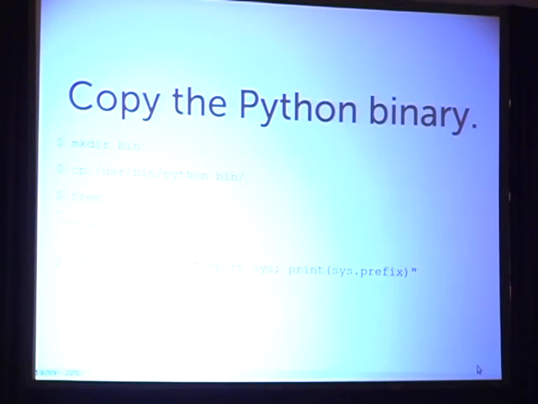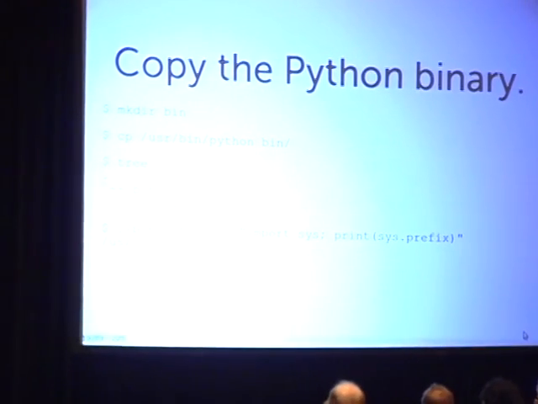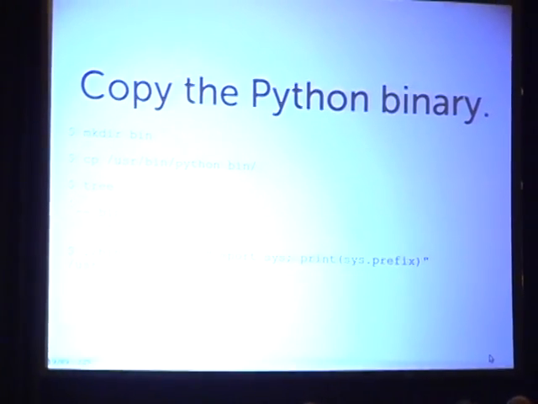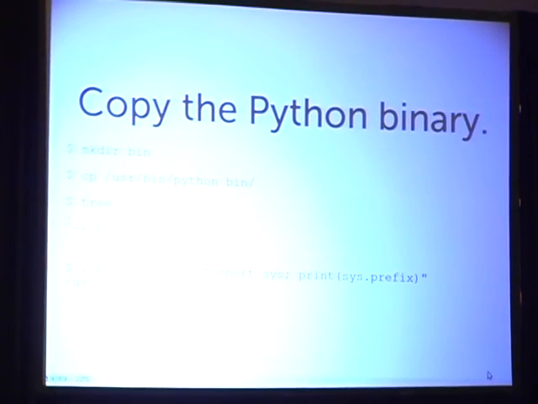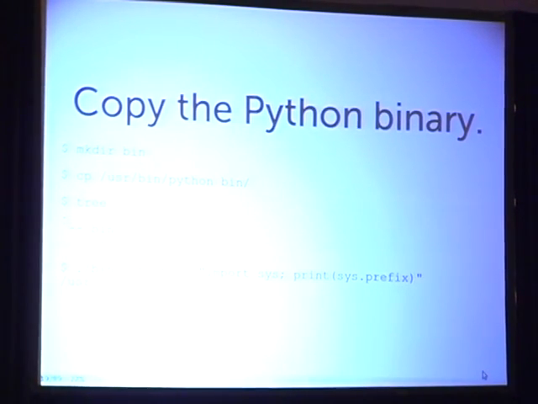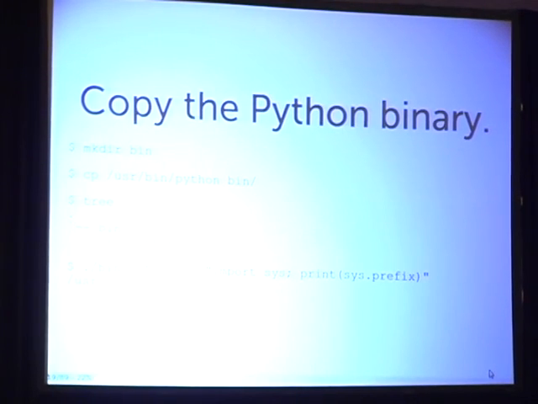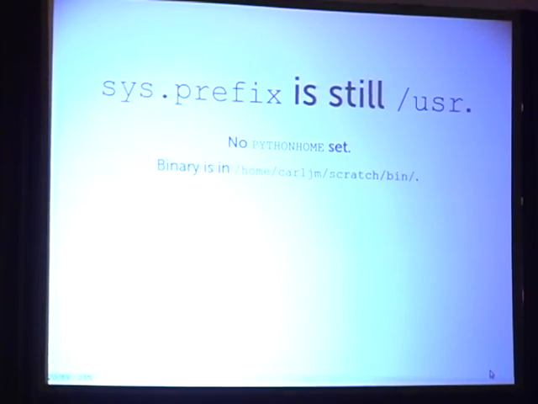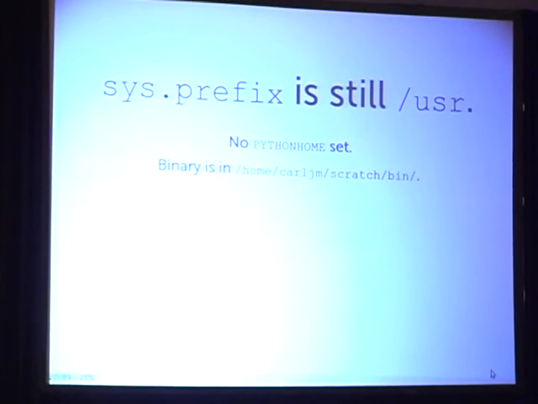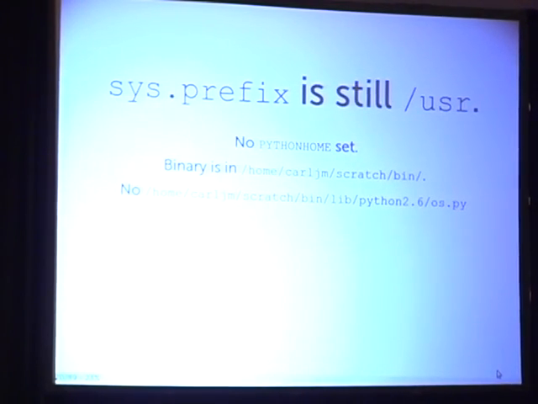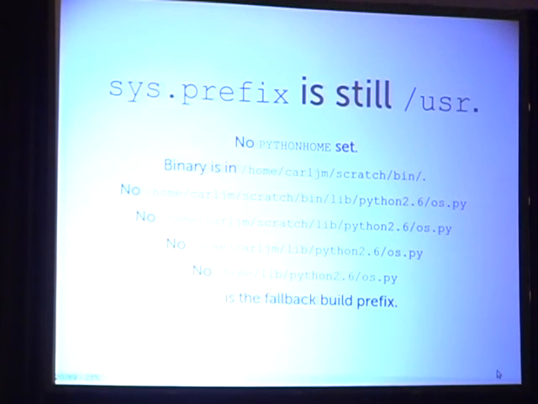So we'll just test it here. We run a quick command to see what the value of sys.prefix is. It's /usr. So our virtualenv isn't working yet. The reason it's still /usr: there's no PYTHONHOME environment variable set. This is where the binary is. This file doesn't exist, nor this one, or this one, or that one. So we fall back to the build prefix, which in this case is /usr.